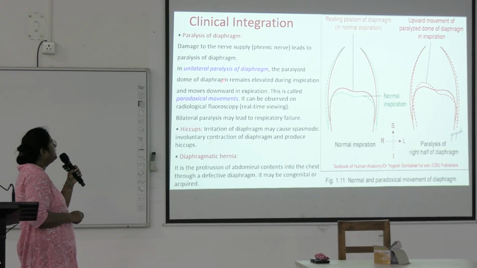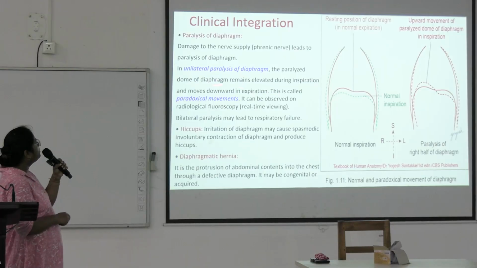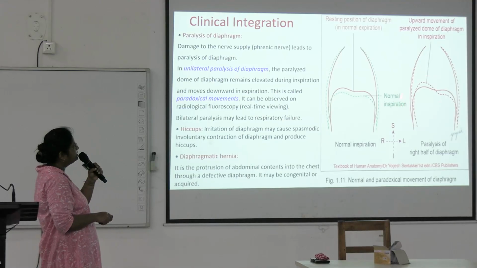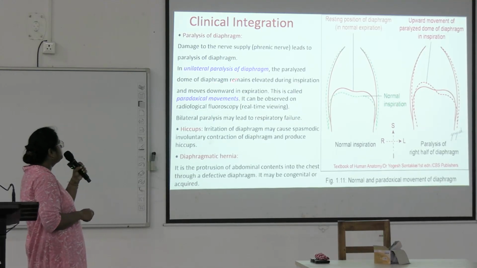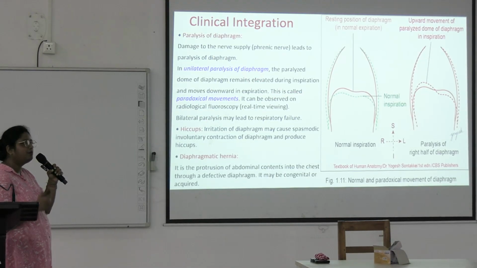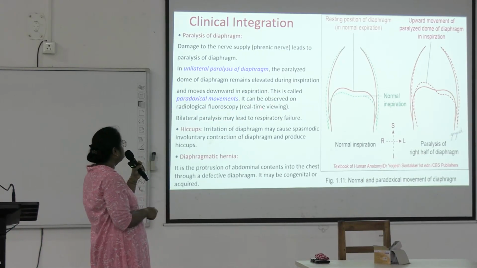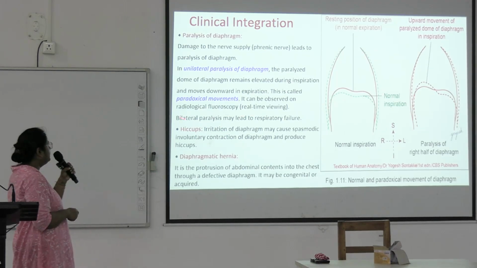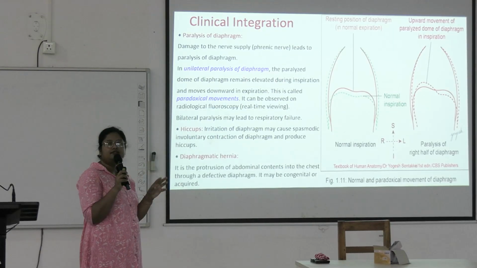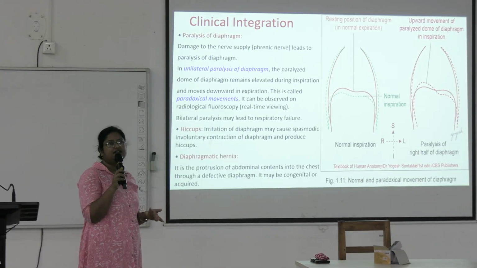So paralysis of the diaphragm occurs due to damage to the nerve supply. Phrenic nerve damage leads to paralysis of the diaphragm. And in unilateral paralysis of the diaphragm, the paralyzed dome remains elevated during inspiration and moves downward in expiration, and this is called paradoxical movement, opposite to the normal movement. And it can be observed on radiological fluoroscopy real-time viewing, and bilateral paralysis may lead to respiratory failure. The diaphragm is the main muscle for inspiration, so if it becomes completely paralyzed, there will be respiratory failure. Okay.